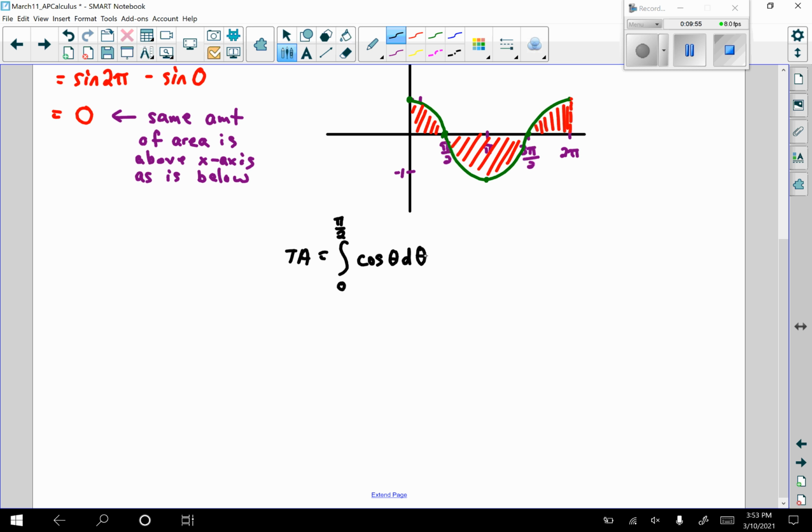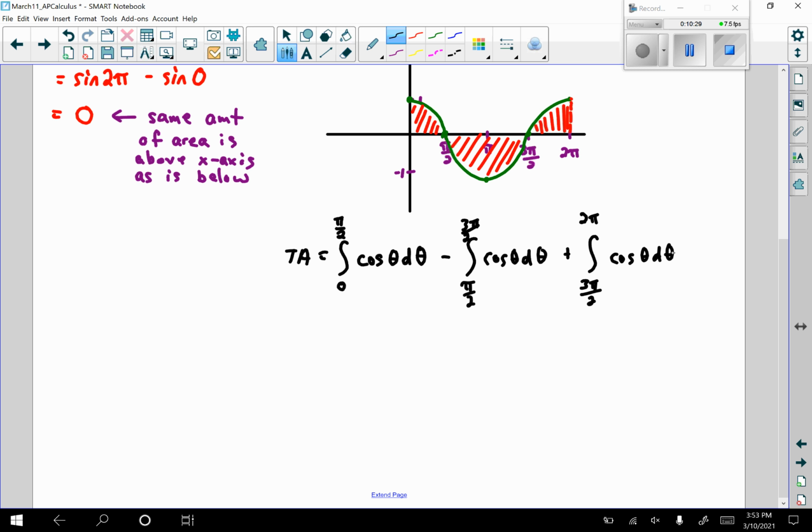Now there's two ways to do this. We could just keep the absolute values around each part, or any area that's below, we could just subtract it, because we know any area below is going to have a negative integral, so we could just subtract it. So now we're going to go from pi over 2 to 3 pi over 2 of cosine theta d theta. And then we'll add the area that's above next, from 3 pi over 2 to 2 pi of cosine theta d theta.